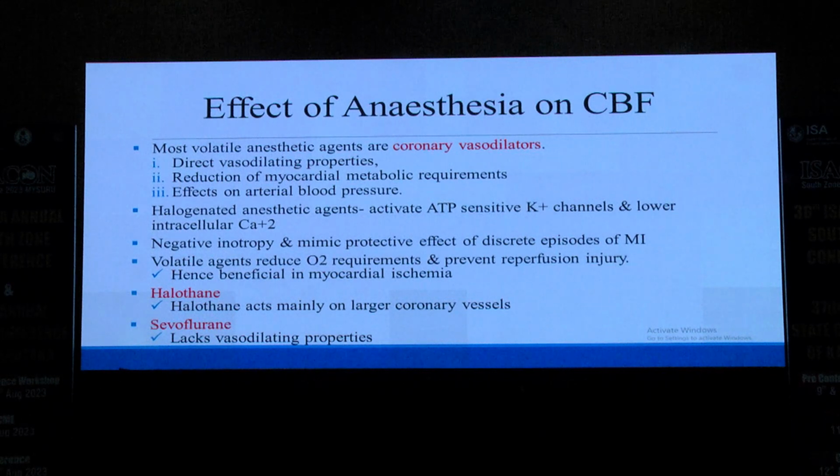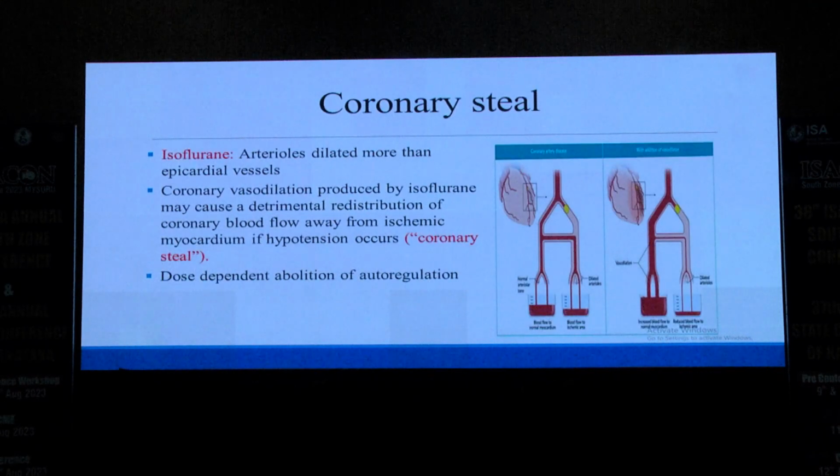They act through activation of ATP sensitive potassium channels and they lower intracellular calcium, causing vasodilatation. Along with that, they also have a negative inotropic effect and also reduce the oxygen requirement and prevent reperfusion injury, hence beneficial in cases of myocardial ischemia. While halothane acts mainly on the larger coronary vessels, the isoflurane acts mainly on the arterioles. One disadvantage of the coronary vasodilatation caused by isoflurane is that it causes a detrimental redistribution of coronary blood flow away from the ischemic myocardium, what is termed as the coronary steal.